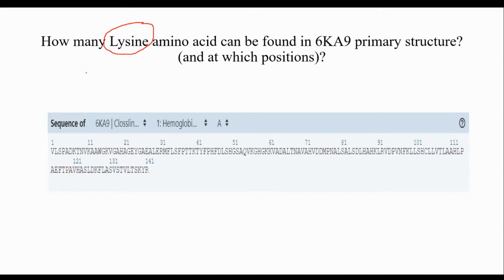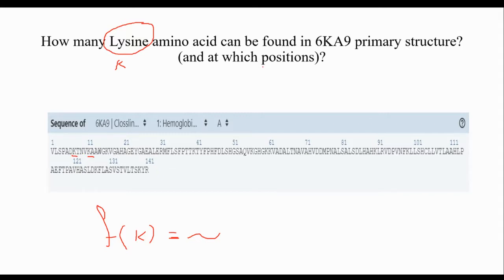I also mentioned sometimes they show it with 3 letters together, but in sequences we use the 1-letter format. So for lysine we show it with K, for example. So we should check how many K I have inside my sequence. So simply you should count them. For example, one is here, the other one is here. You count them and you say, for example, the frequency of lysine is this much. Then you report the number of Ks which occurred here.